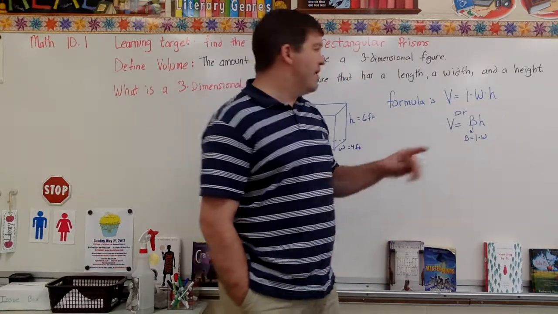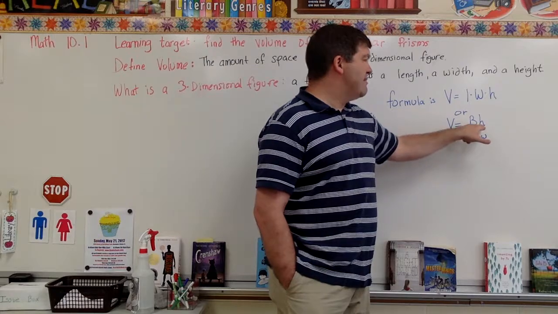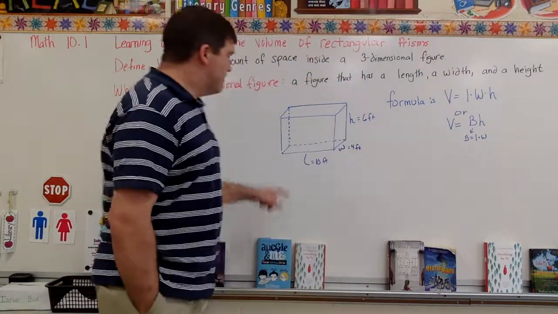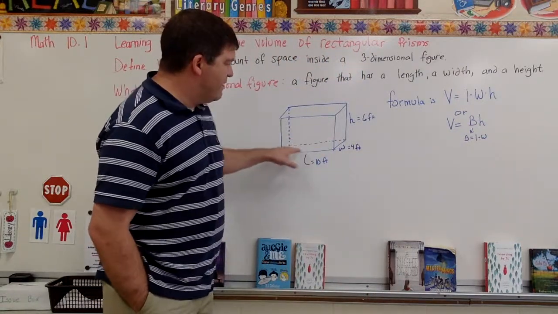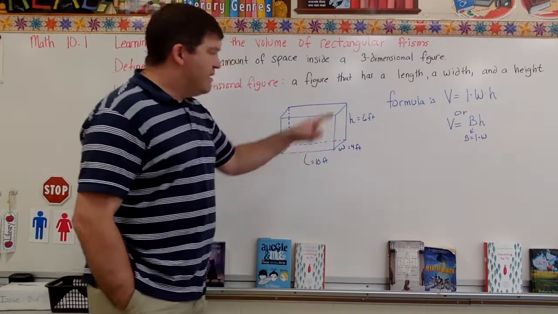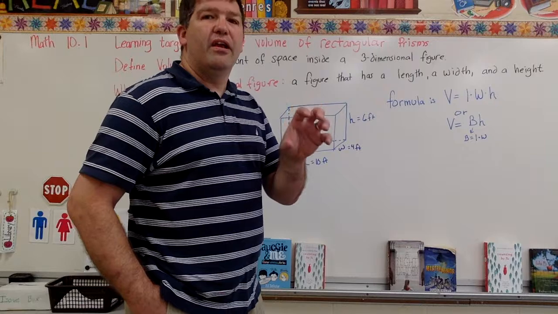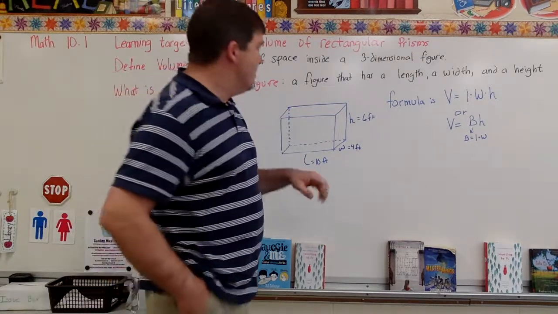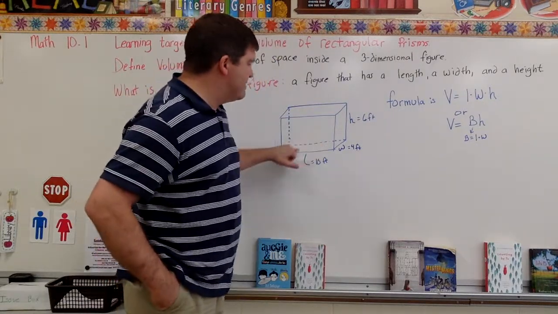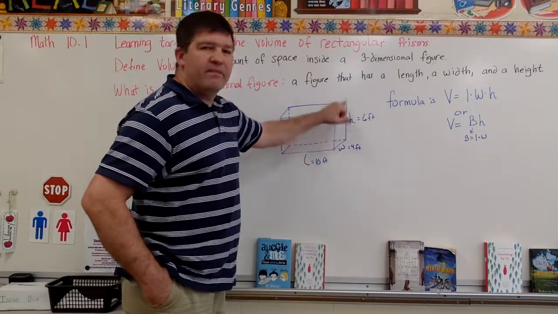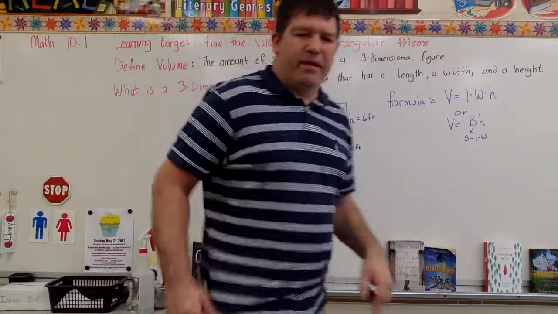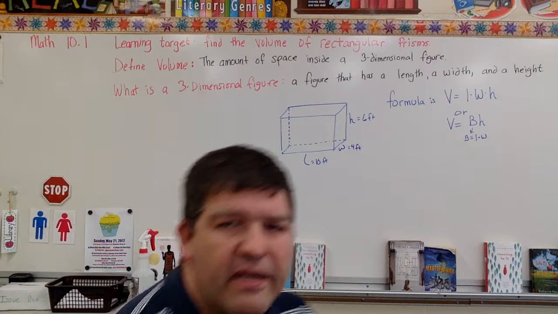The other way to think about it is volume would be base times height. So if I can figure out this base, the area of this base right here, that's what the big B means. When it's a big B, it means the area of the base. Okay? So if I can find the area of this base, then I just multiply it by the height. Let me show you what I mean. Okay? It's a little bit tricky.